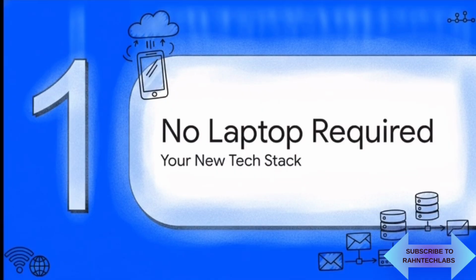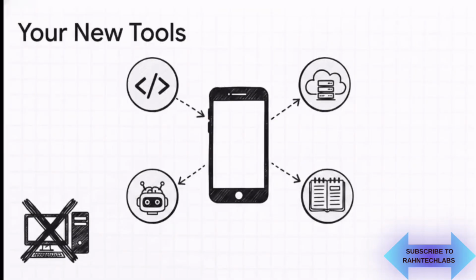Starting with section 1, no laptop required, and taking a look at your new tech stack. Okay, the requirements here are beautifully simple. All you really need to get going is any working smartphone with a data connection. That's the foundation. For the actual software, you're going to use a browser-based app called Replit to write and test your code, and a service called PythonAnywhere for hosting your website once it's live.